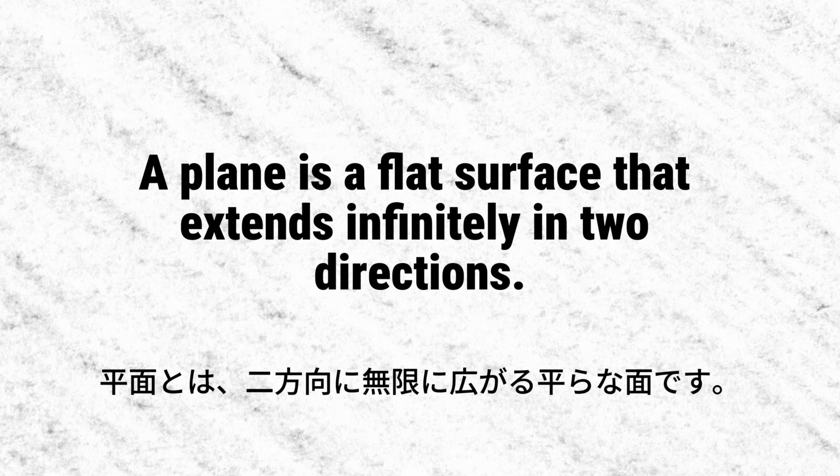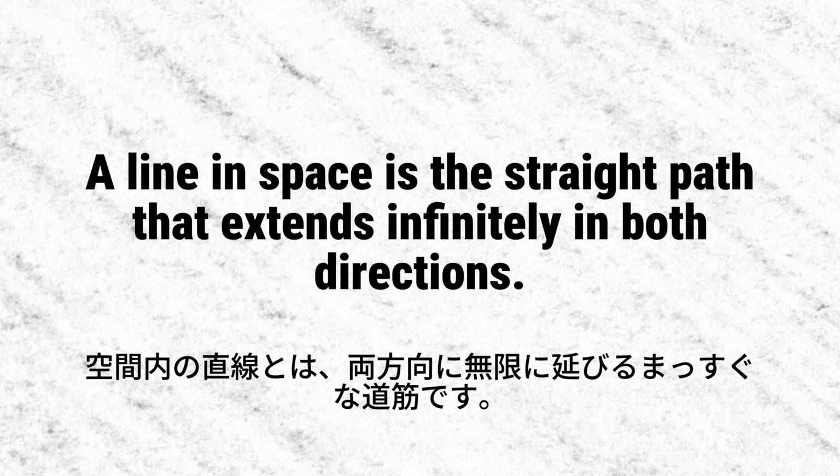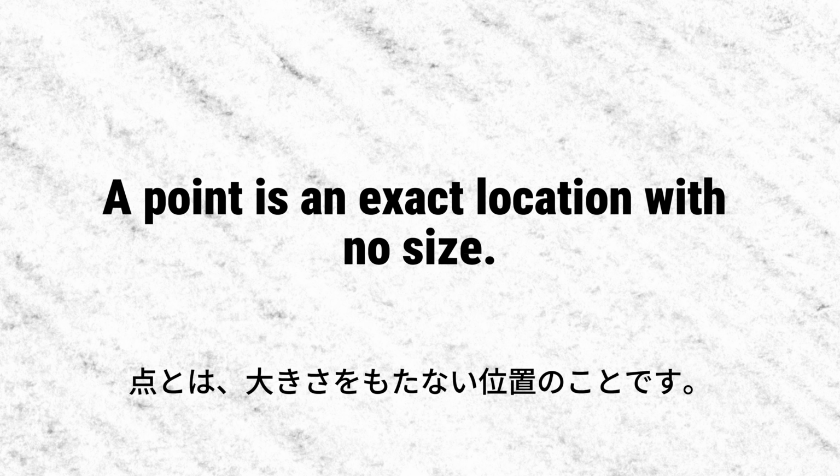A plane is a flat surface that extends infinitely in two directions. A line in space is the straight path that extends infinitely in both directions. A point is an exact location with no size.